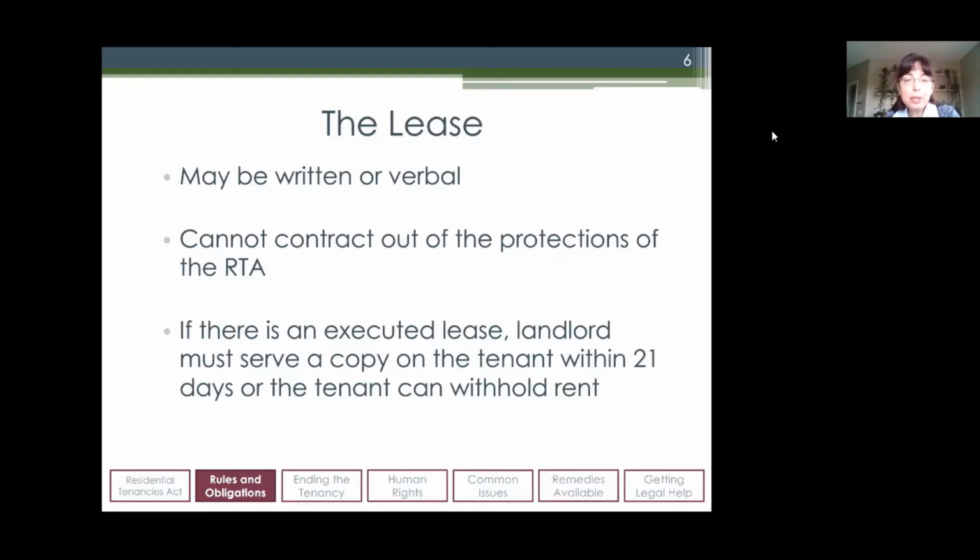So the relationship between the tenant and the landlord is still a contract under the Act. This contract is called a lease. Sometimes it can also be called an agreement. These words are interchangeable. It could be written or verbal.